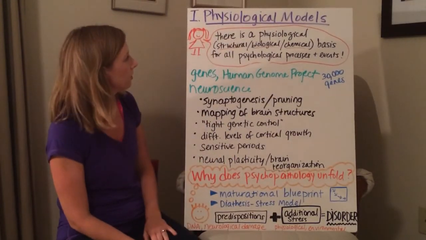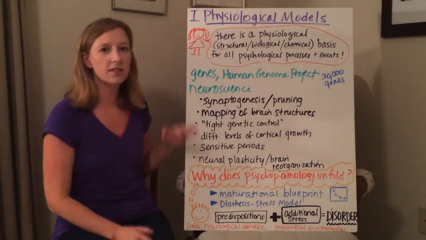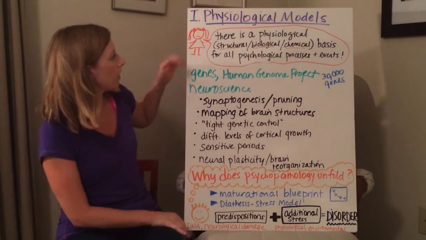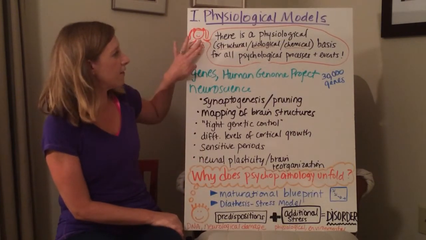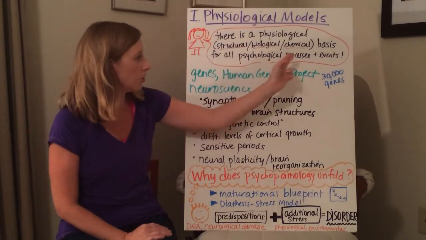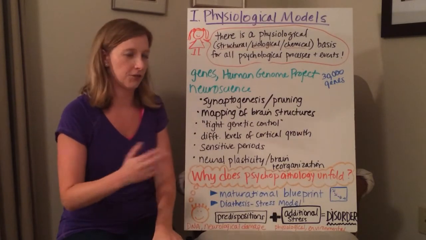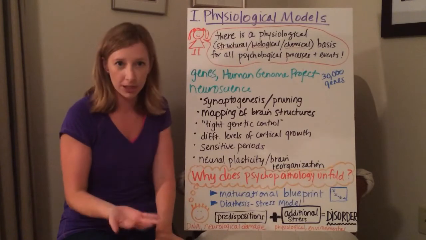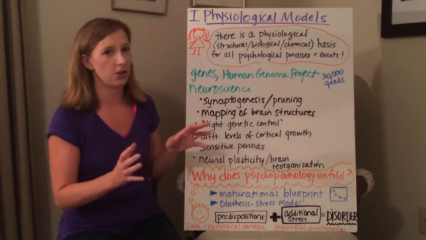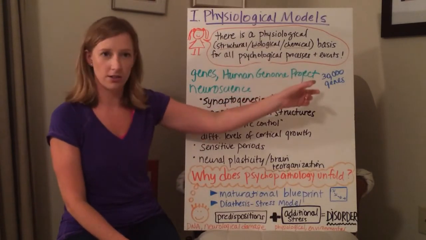Okay, physiological models. Physiological models are concerned with things like genes and the structures of the brain, neuroanatomy, neuroscience. As this little girl here is saying, there's a physiological, meaning structural, biological, or chemical basis for all psychological processes and events. We can locate different pathways in the brain, different neurochemical pathways, different brain regions, different neurotransmitter activity, all these different physiological elements that underlie psychological processes.